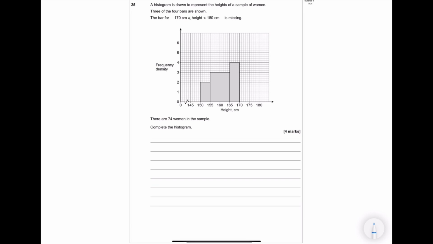In this question we will see how to draw missing bars on the histogram. The bar between 170 and 180 centimeters is missing. There are 74 women in the sample. Complete the histogram. So again we write the frequency formula: frequency equals class width times frequency density.